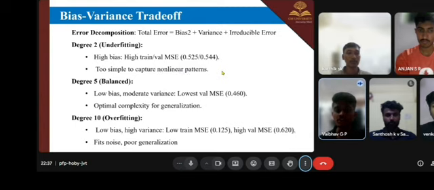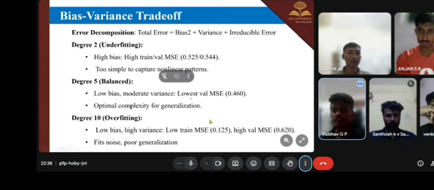State how model complexity affects bias, variance, and total error. This concept is known as error decomposition. In error decomposition, we have the formula: total error is equal to bias squared plus variance plus irreducible error. Bias squared means error due to oversimplifying the model. Variance comes from error due to too much sensitivity to training data, which makes the model overfit. Irreducible error means noise in the data that cannot be avoided.